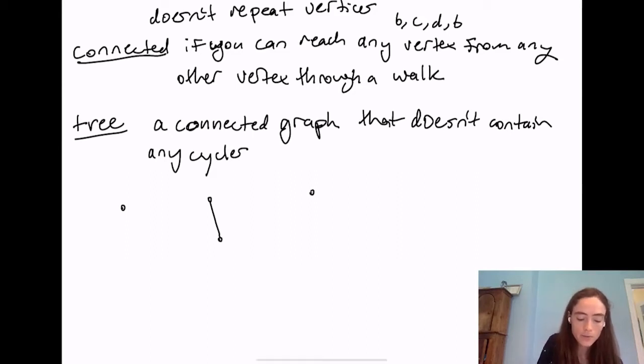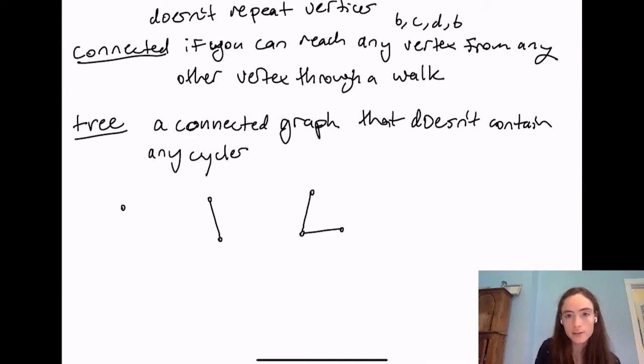If we have three vertices, again, our graph needs to be connected. So we have to connect these two components, and then we have to add a connection to this third vertex. But if we add the third edge, then we would form a cycle in our graph, and that wouldn't be a tree. So this is the only tree on three vertices.